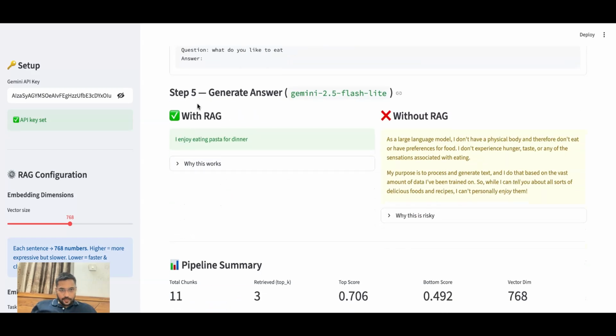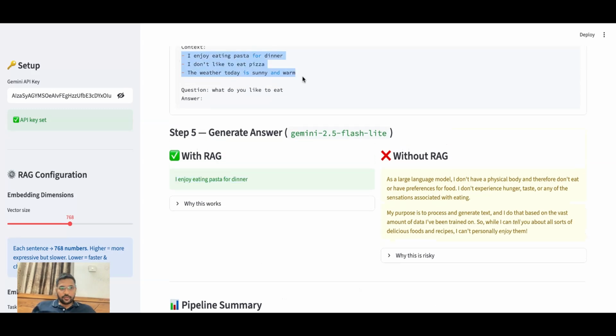So the answer which we are getting is "I enjoy eating pasta for dinner." So this is the power of RAG. Even if the LLM doesn't know what we eat or our personal information per se, based on the context which we provided to it, it is able to find this answer.